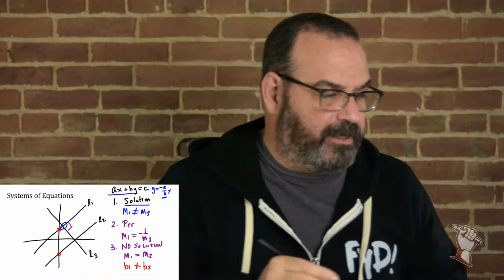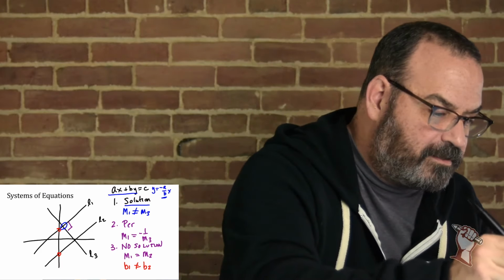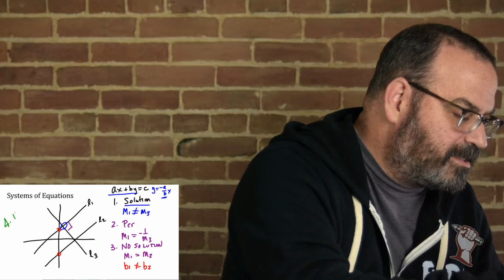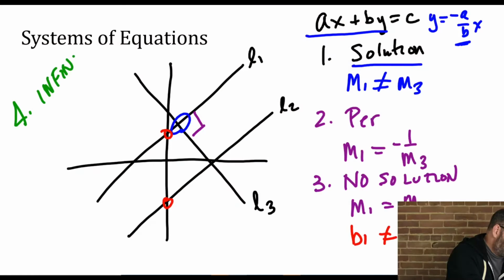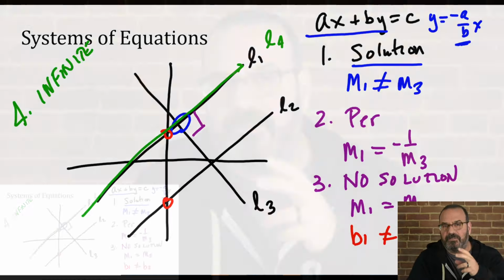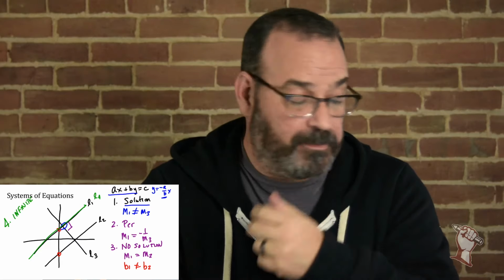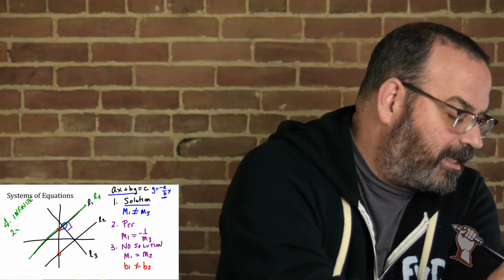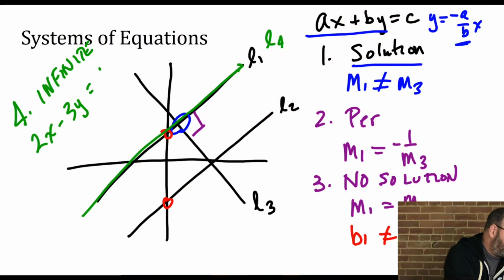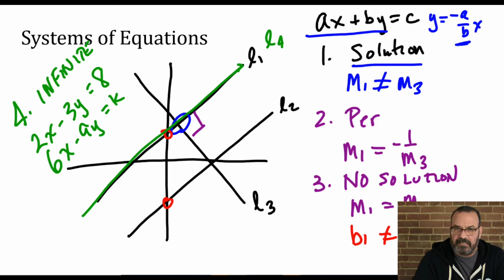And I've run out of room for number 4, but let's give it another color. Let's give it green. Number 4 is infinite solutions. And infinite solutions are when one line is exactly equal to another line. The ACT loves this problem, and the SAT has adopted it from the ACT. What they'll do is something like this: 2x minus 3y is equal to 8, and 6x minus 9y is equal to k. If they say these lines have infinite solutions, what is the value of k?